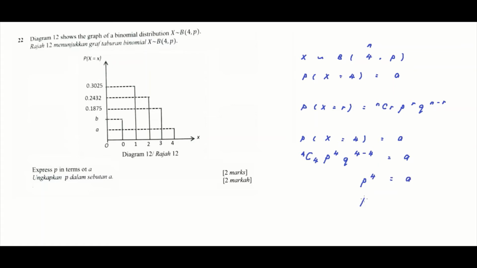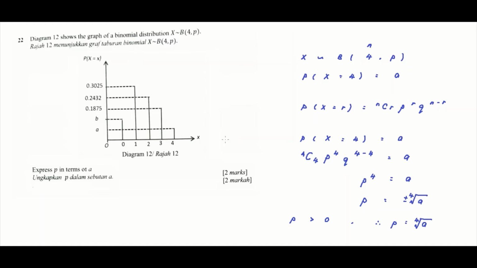From here I'll be able to get p equal to positive or negative, sorry, the fourth root of A. But can we actually accept both positive and negative? When we learn p, what is p? p is the probability of success, and probability cannot be a negative number. That's why p must be a positive number. So p is equal to only the positive fourth root of A. This will be your final answer.